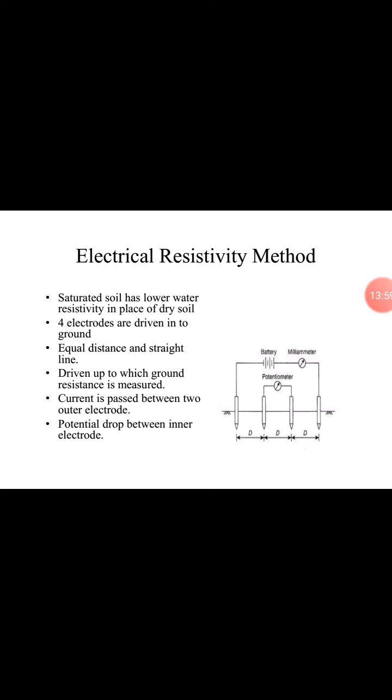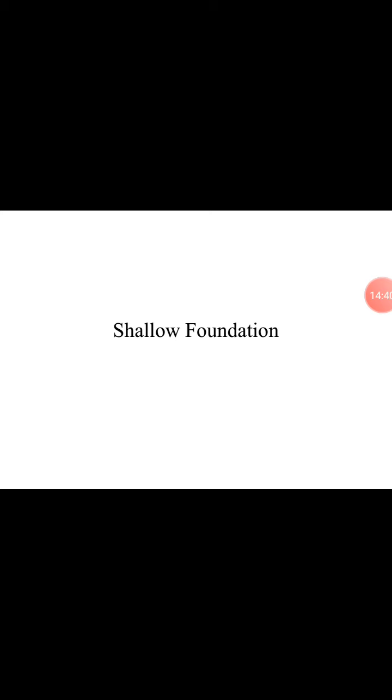Next is the electrical resistivity method. Saturated soil has a lower resistivity than dry soil. Four electrodes are driven into the ground at equal distances, and all the electrodes are in a straight line. Ground resistance is measured: current is passed between the two outer electrodes, and the potential drop is measured between the inner electrodes. In the inner two electrodes a potentiometer is fixed, and in the outer two electrodes a battery is fixed.